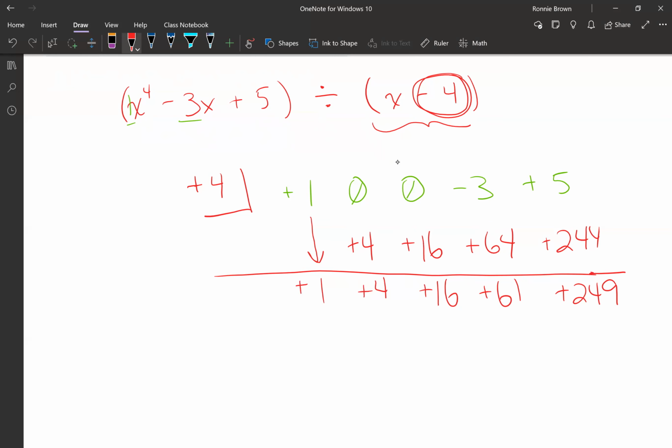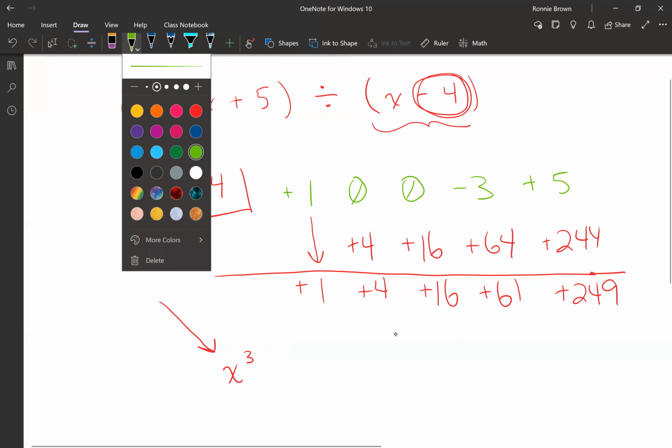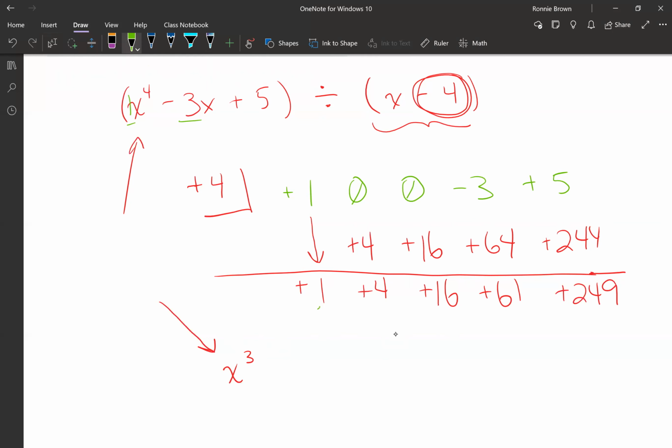Looking back up here in our original, the largest exponent was a 4. Therefore, when we write our answer, we always drop down one exponent, so we'll drop it down to the third power. So once again, looking back at our original dividend, x to the fourth power is the largest exponent. For synthetic division, when it's time to write your answer, you drop down one in value. So from the fourth power, we drop down to the third power. And then we'll go ahead and use all of those new coefficients that we have.